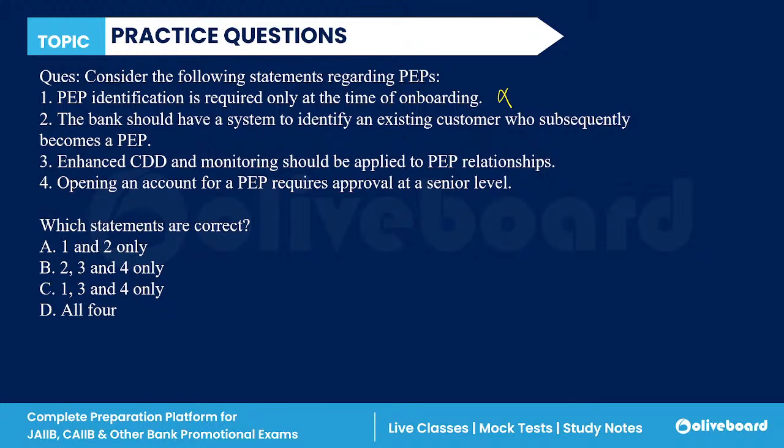Okay, so is it only required at the time of onboarding? No, a bank should have a system to identify an existing customer who becomes a PEP. Enhanced due diligence is required. Yes. Opening an account of a politically exposed person requires senior approval. That is also correct. So if we talk about the correct answer, 2, 3, and 4 are correct. 1 is the wrong answer, right? So yes, B is the correct answer. Clear, everyone? Yes or no?